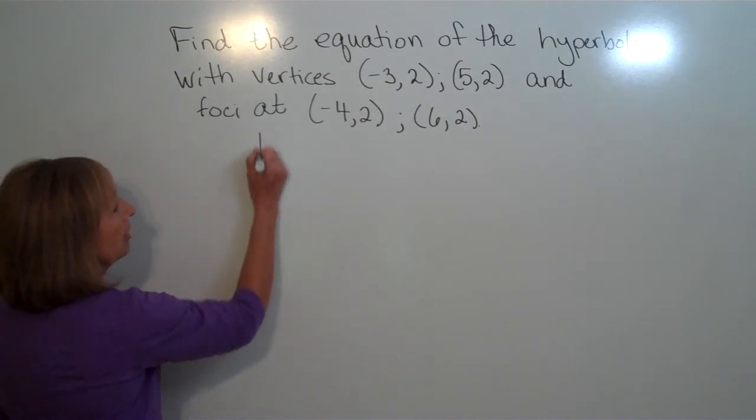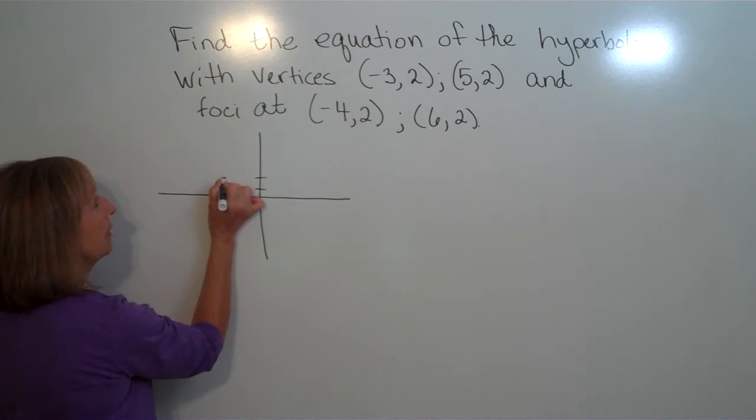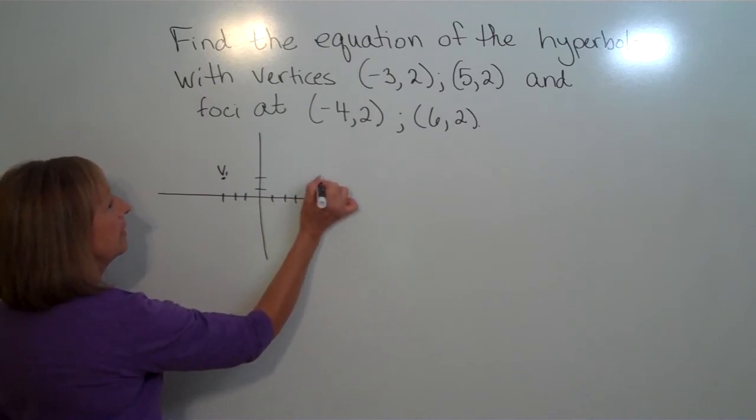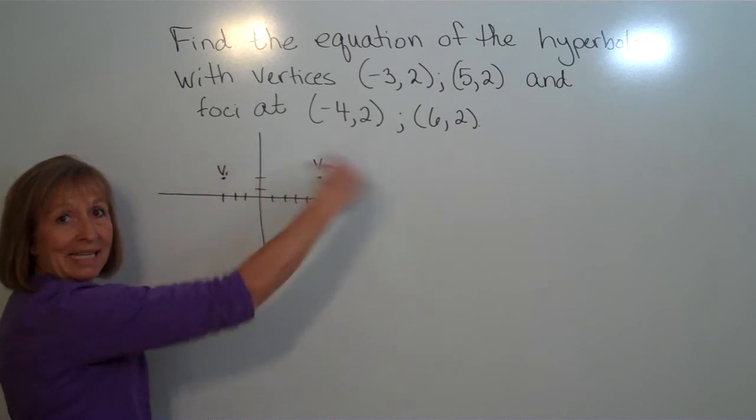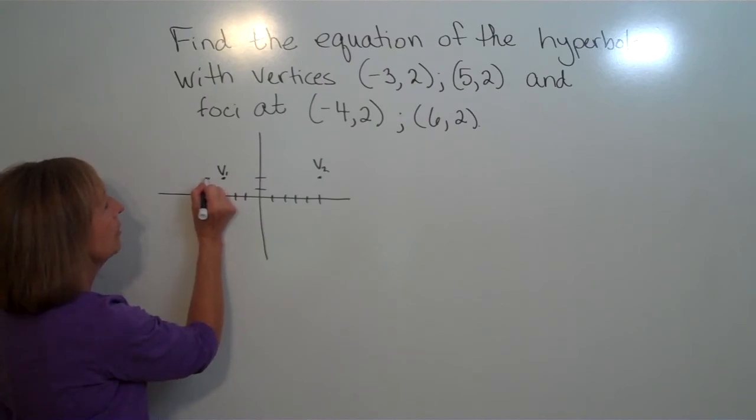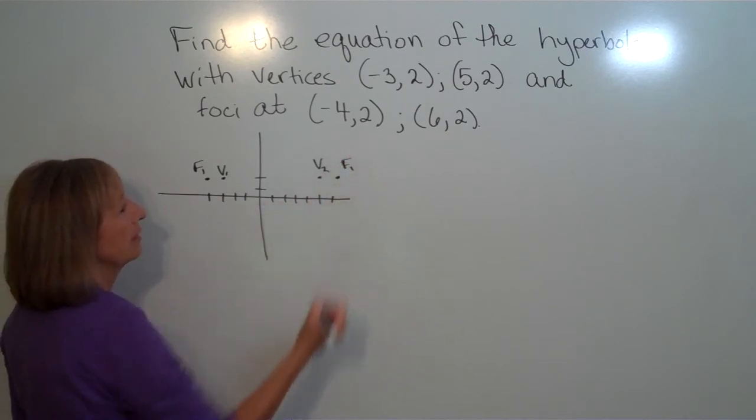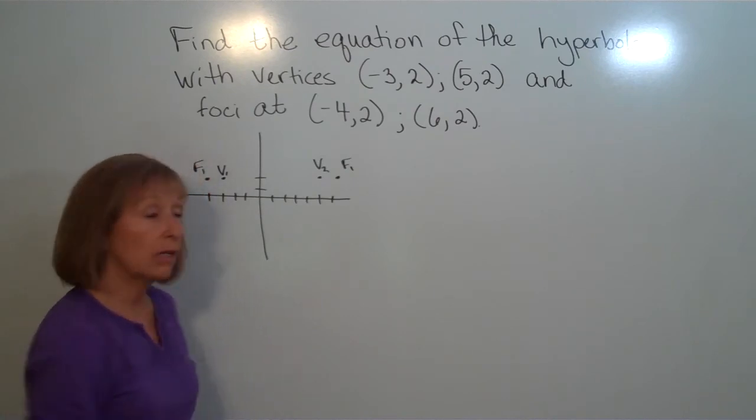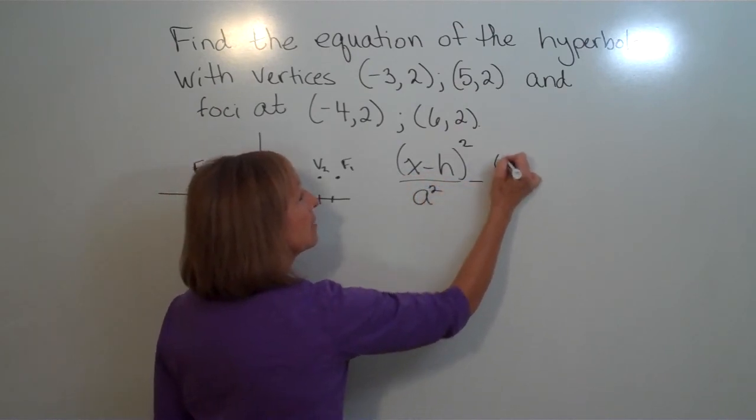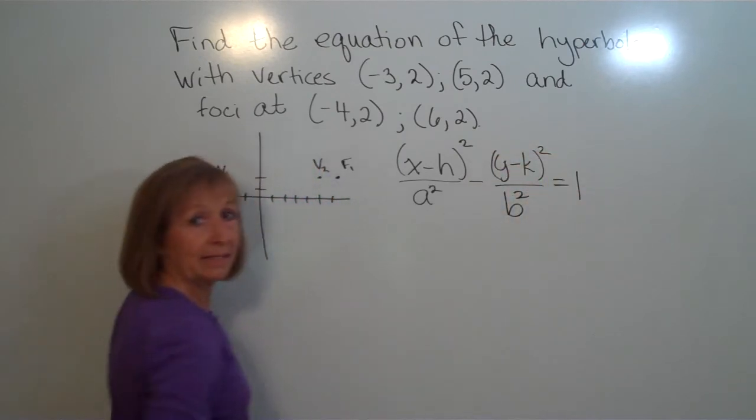So if I look at just plotting these points out, I have negative 3, 2 is a vertex, 5, 2 is another vertex. So now I'm seeing that my transverse axis is horizontal. Then negative 4, 2 is a focus, and then 6, 2 is a focus. So since my transverse axis is horizontal, I know it's the x minus h quantity squared over a squared minus y minus k quantity squared over b squared is equal to 1 case.